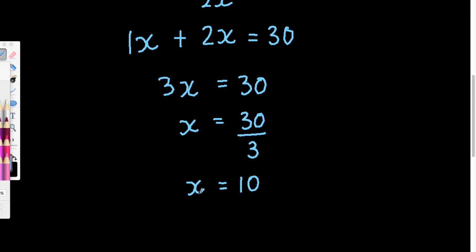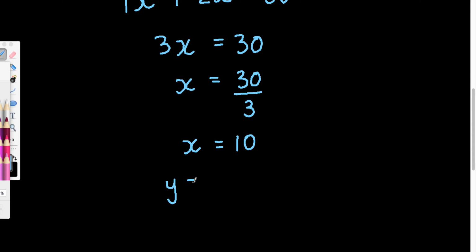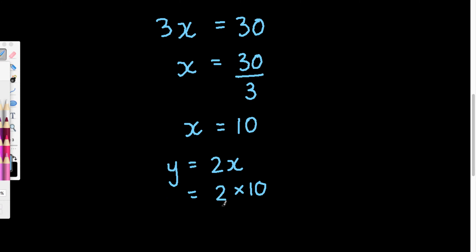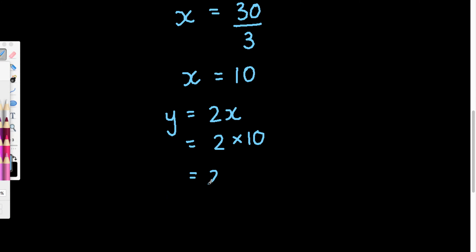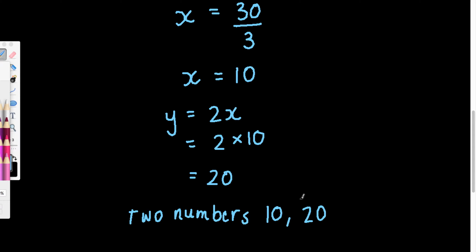Now that we know x, we know that y was equal to 2 lots of x. So y has to be 2 times 10, and that is 20. So our two numbers are 10 and 20. They add up to 30 as was required, and one of the numbers is double the other number as was required.